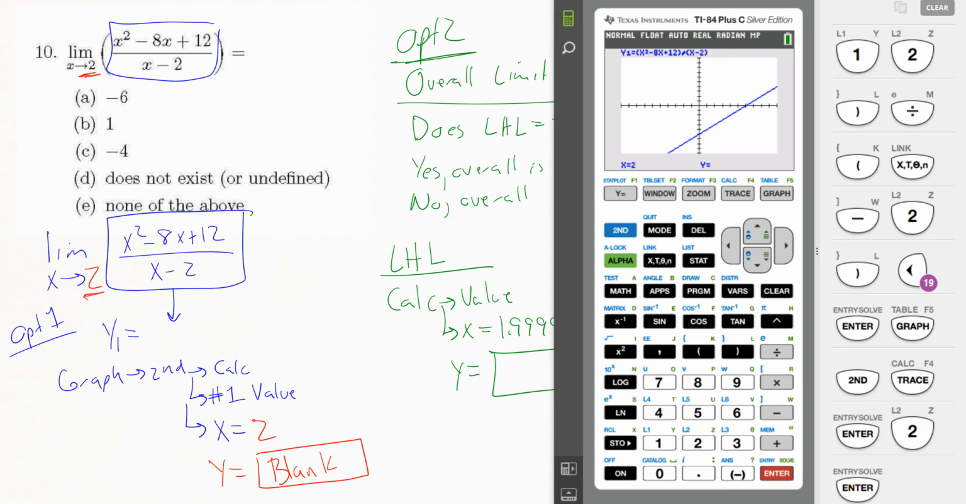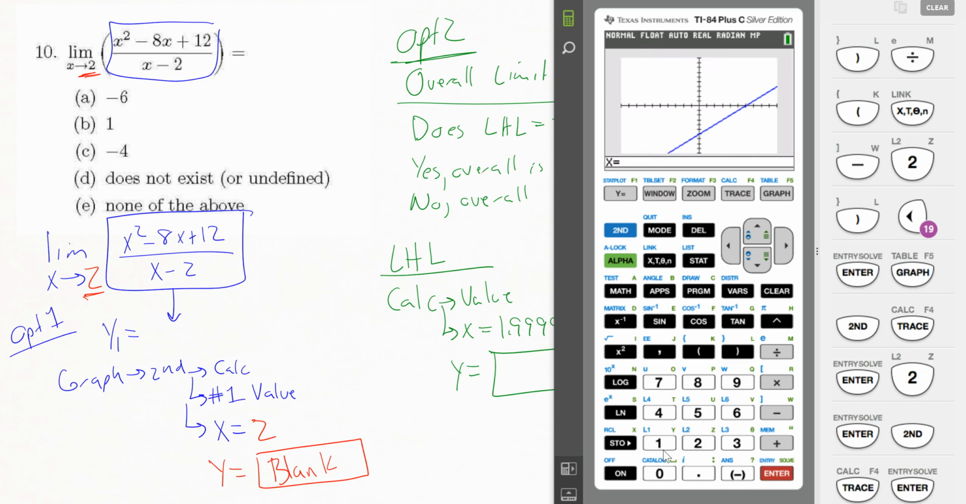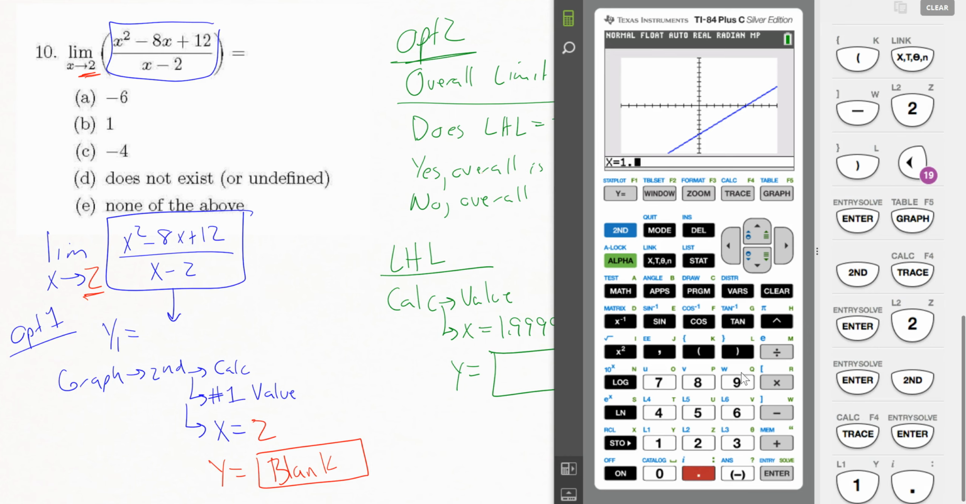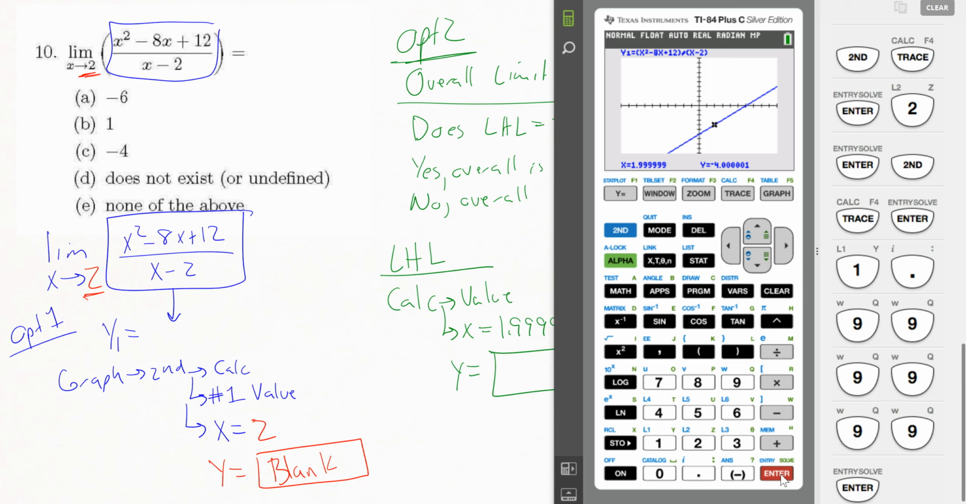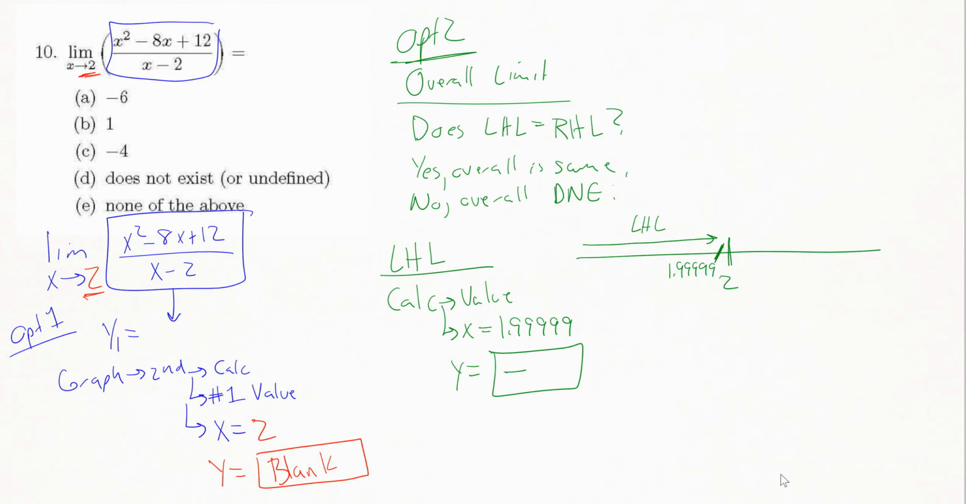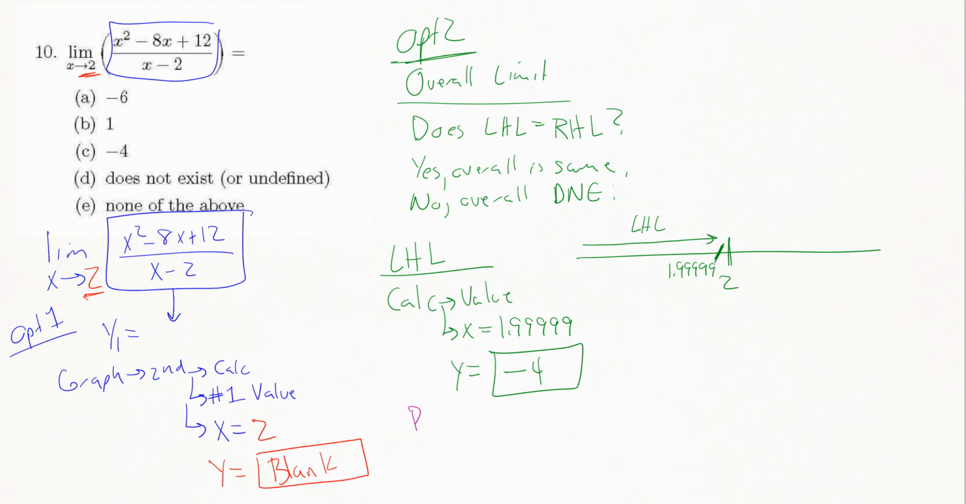So open up the calculator, still the same graph, so I don't need to change that. I just hit second calc, and then again number 1 value. And this time I'm going to enter something really close to 2 on the left, so 1.99999, and hit enter. And what you can see is my calculator is giving me out negative 4.0000, so it's giving me basically negative 4 from the left-hand direction. So now I know what my left-hand limit is, and I go now to calculate out the right-hand limit.